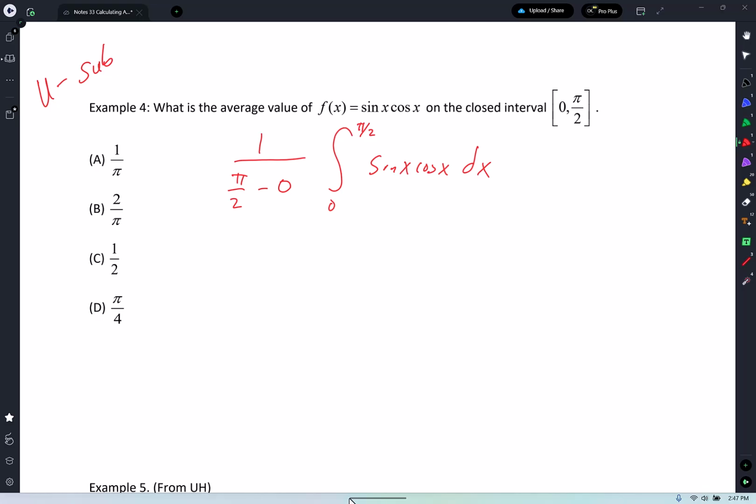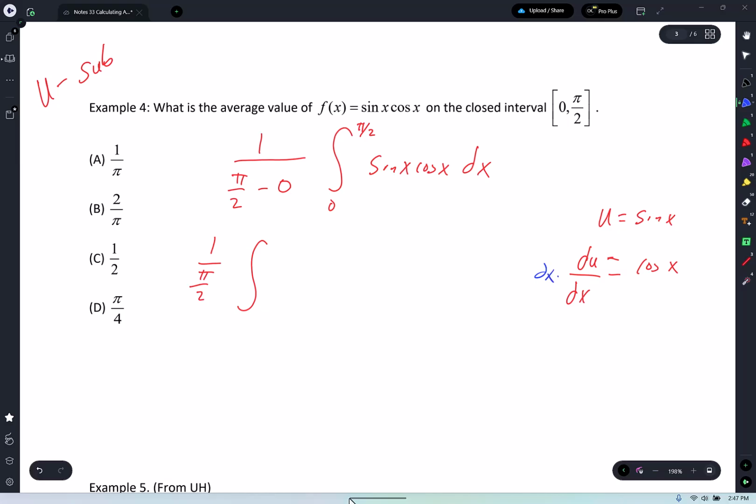You'll see. So here it is: 1 over pi over 2, integral. And here's what I'm going to do on the side, guys. If u is sine x, then du, taking the derivative of u with respect to x, is equal to cosine x. Do you guys see that? Now check it out, I'm going to multiply this by dx. Whatever you do to one side, do to the other. So you have du equals cosine x dx.